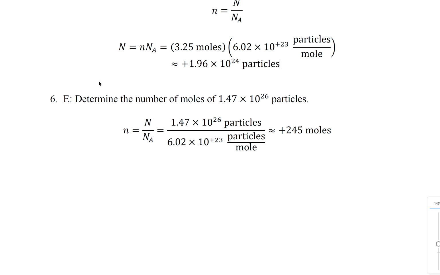Number 6, determine the number of moles of 1.47 times 10 to the 26 particles. They gave us big N, and we know N sub A. It's a constant, so we could solve for little n.